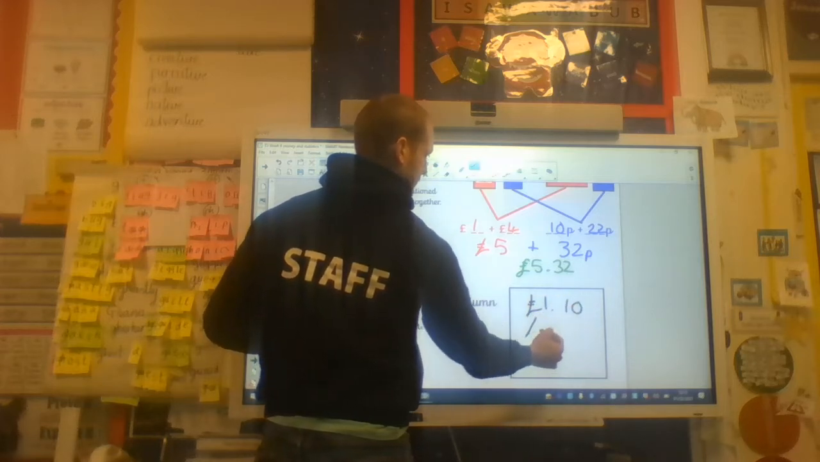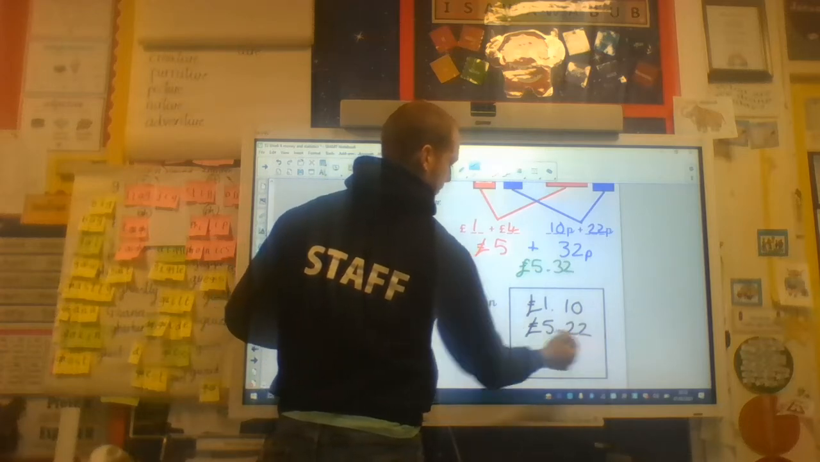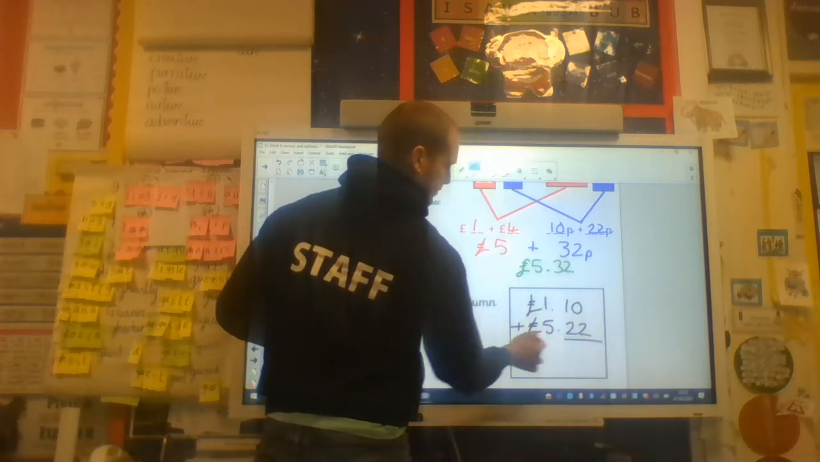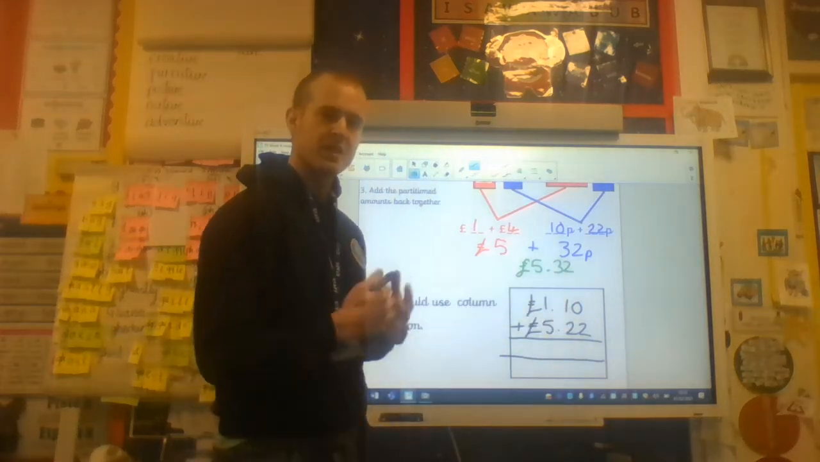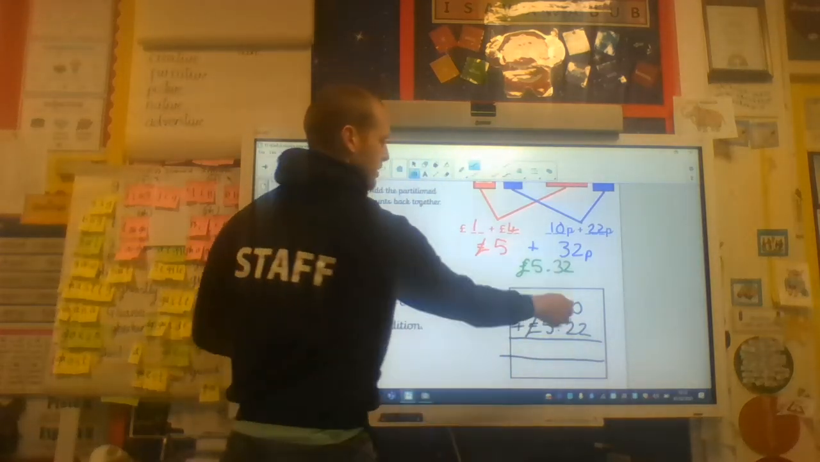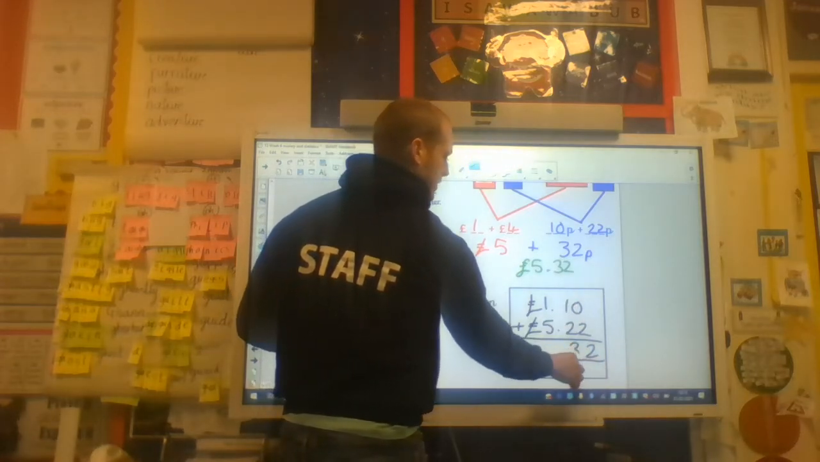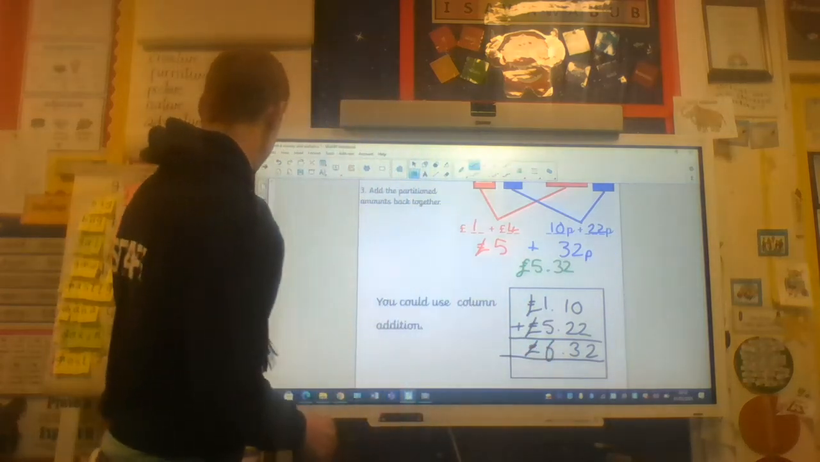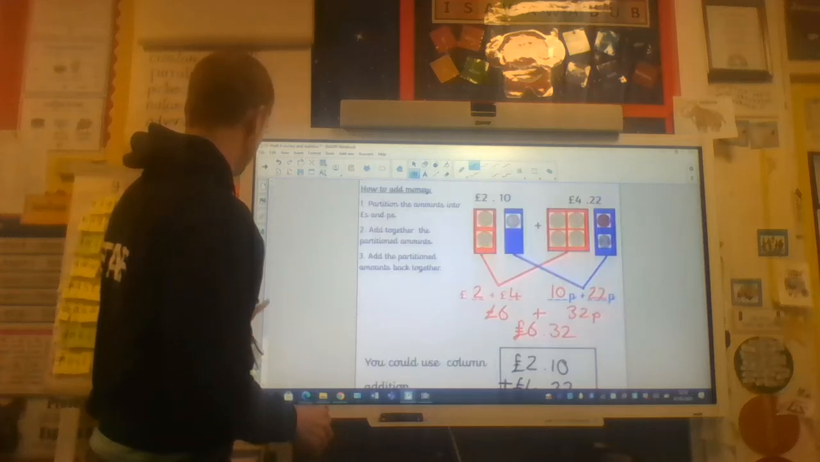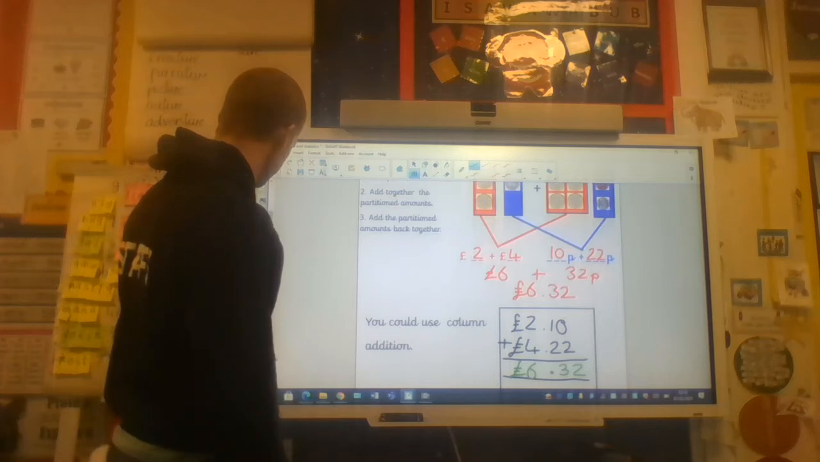£1.10, £4.22, add sign, equal sign, all lined up to the same values. 0 add 2 is 2, 10 add 20 equals 30, decimal point, 1 add 4 is 5, £5.32. And look, it's exactly the same as our previous total.